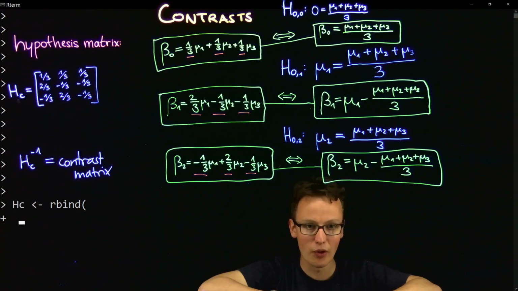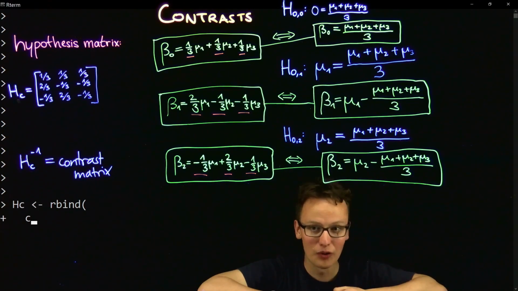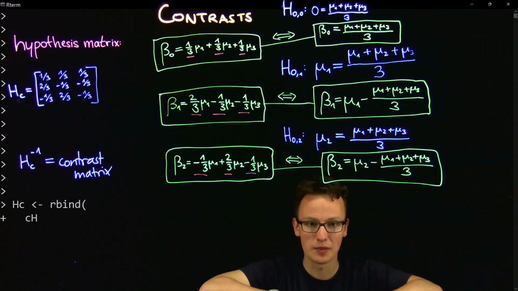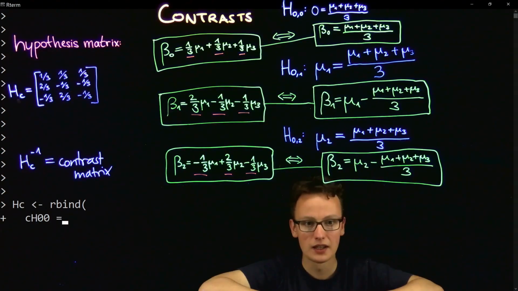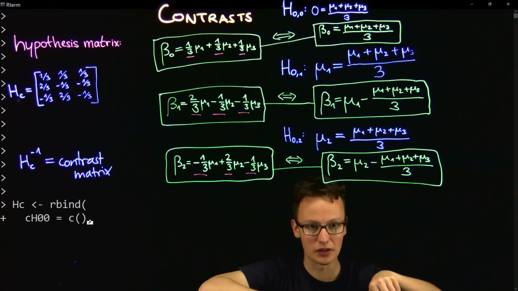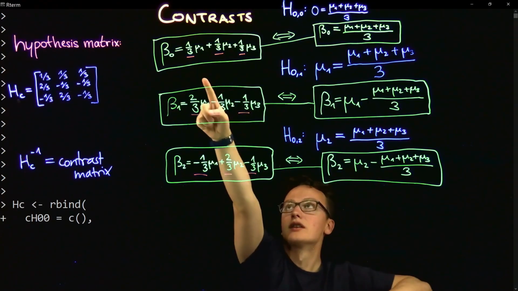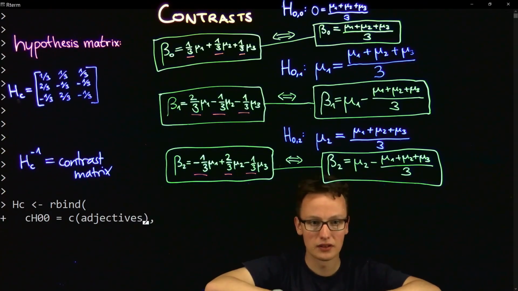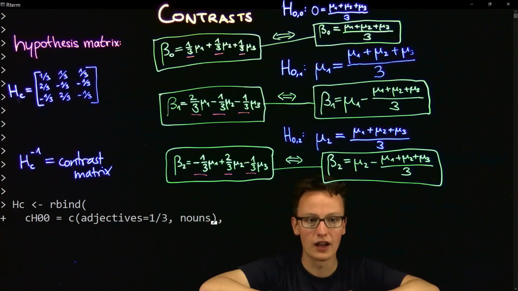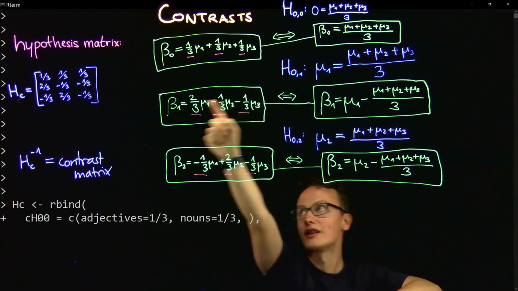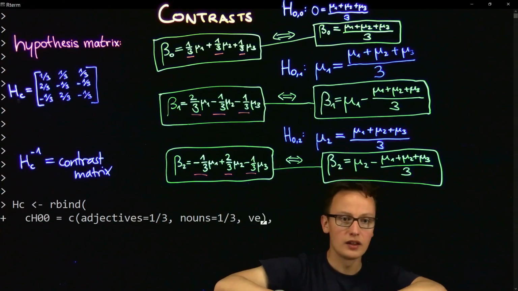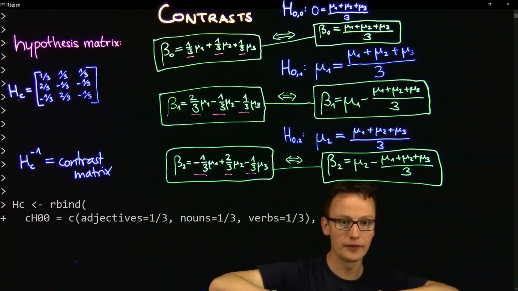And the nice thing here with the row bind command is that we can also already give each row, and each entry in the row, a certain label, a certain name. So we could say the first row is about our null hypothesis H00, which concerns the intercept, and this will contain the following values. For adjectives, it will contain the coefficient 1/3. For nouns, again 1/3, and actually the same for verbs as well, right? That's the first row of our matrix, which we're basically writing down in R now.